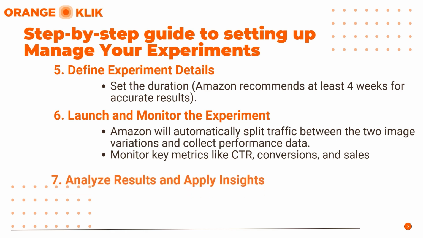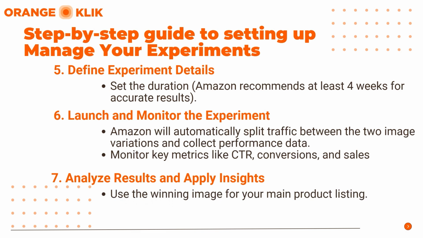Analyze the results and apply insights. At the end of the experiment, Amazon provides detailed reports showing which variation performed better. Use the winning image for your main product listing. If the experiment was successful, consider applying similar visual strategies to your other product images for further optimization.